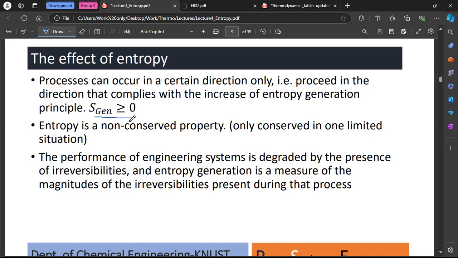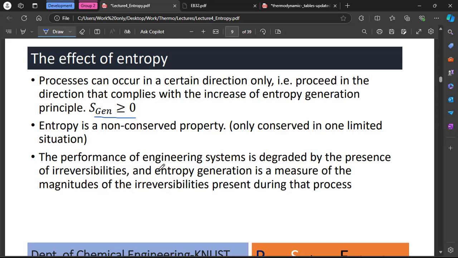And we are also seeing that entropy is a non-conserved property. So entropy is not like mass and energy that is fixed in the universe. No, entropy can be changing. The only situation where entropy is conserved is when we have something that is internally reversible, adiabatic, there's no heat transfer, all those things, right? That's the only case where we can see that entropy is conserved. And even that one, it is only conserved within the system. It's not conserved in the entire universe, or it's not conserved between the system and its surroundings.